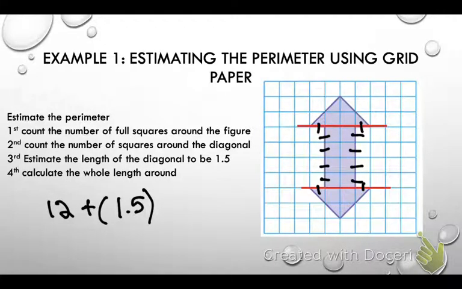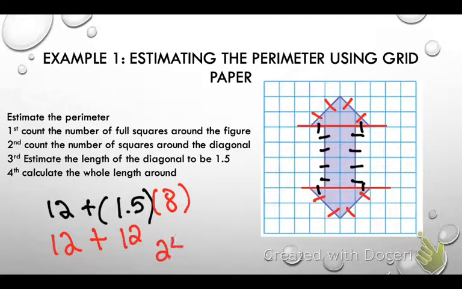Let's make the diagonals a different color. So diagonals, we have 1, 2, 3, 4, 5, 6, 7, 8. So we have 1.5 times 8. We're just going to do the math. Now we have 12 plus 1 times 8 is 8, plus half of 8 is 4, so 12. If I estimate the perimeter of my double triangle, it's going to be 24 squares. Again, write this down in your notebook.